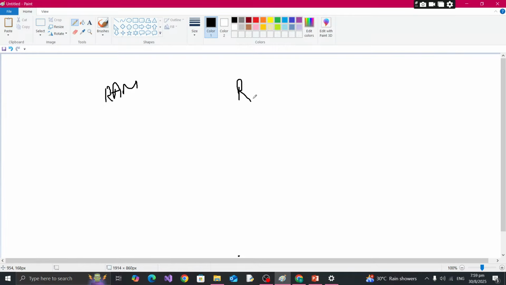But ROM is not like that. We use floating gate transistor technology. There it can store data permanently, even if the power supply is not there. So in order to differentiate between RAM and ROM, I used to portray a simple story.